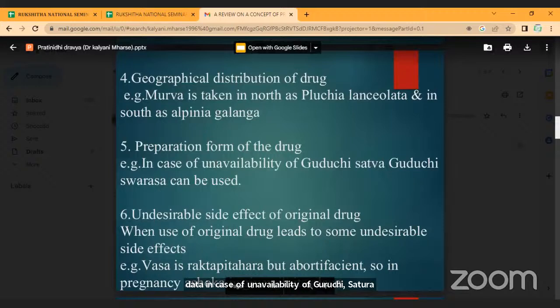Undesirable side effect of original drug. When use of original drug leads to some undesirable side effects. For example, Vasa is Rakta Pittahara, but abortifacient. So in pregnancy, Ashoka is given in its place.